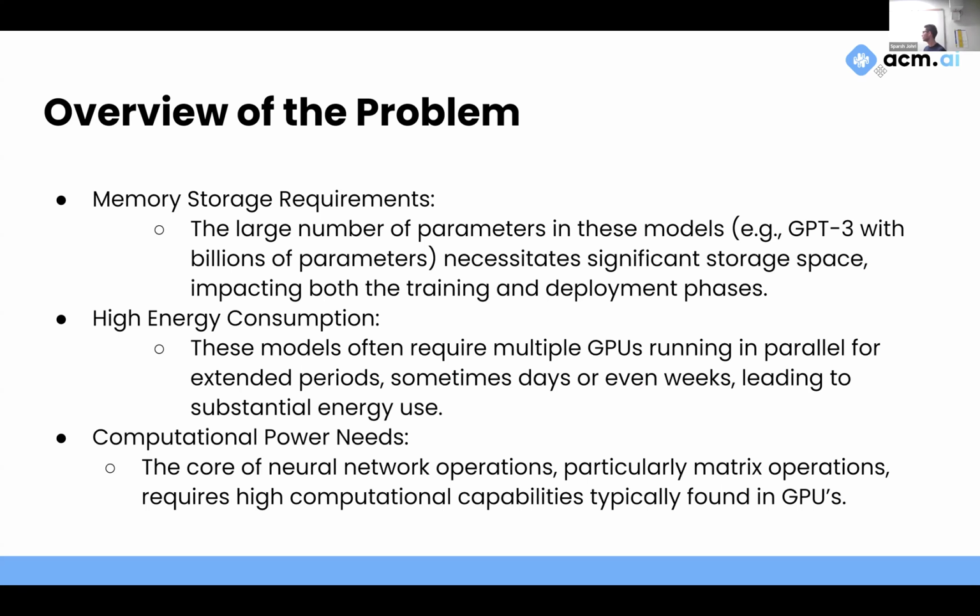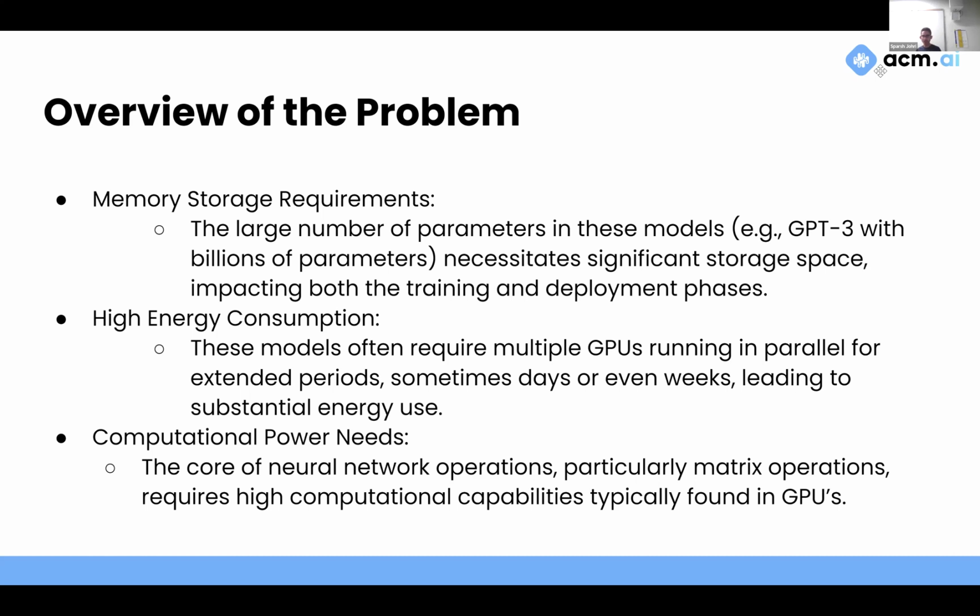To delve further into the nature of this issue, we can separate it into three components. Firstly is the actual memory storage I alluded to earlier, which is that there's a whole bunch of parameters that we need to learn. So you need significant storage space for dealing with these parameters, for updating them, for figuring out gradients and so on. There's also high energy consumption because you need a lot of GPUs running in parallel for extended periods, days, weeks, and that leads to substantial energy use because the more GPUs you have running, the more power they need to draw. Over time, this can be a very significant source of carbon emissions, which obviously is not a good thing, especially as AI becomes more and more powerful and prominent.